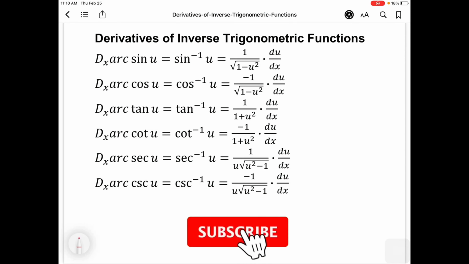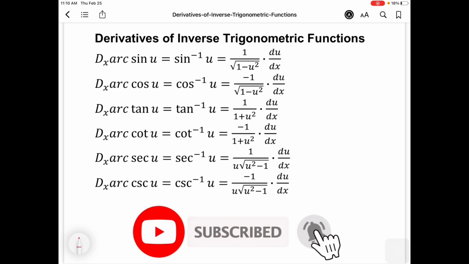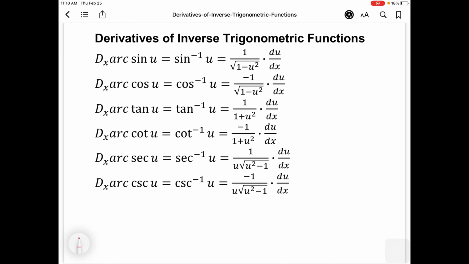Bagong topic na naman ang ating discuss ngayong araw na ito. Ang topic na ito ay tungkol sa derivative of inverse trigonometric function. So, ang derivative of inverse trigonometric function ay meron 6 na formula. So, ang first one is the derivative of the arc sine u is equal to sine to the negative 1 u is equal to 1 over the square root of 1 minus u squared times du over dx.